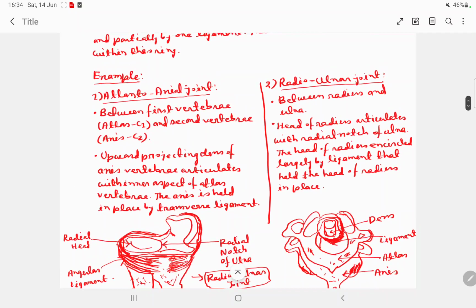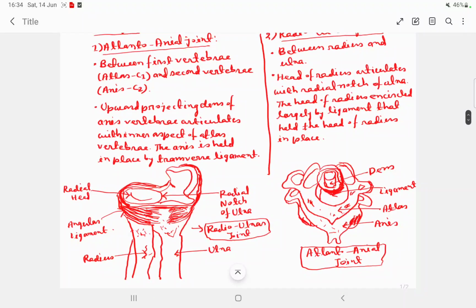One more example is the radio-ulnar joint. It is basically the proximal radio-ulnar joint, that is the radio-ulnar joint which is close to the elbow, and it occurs between radius and ulna. The head of the radius articulates with the radial notch of the ulna.